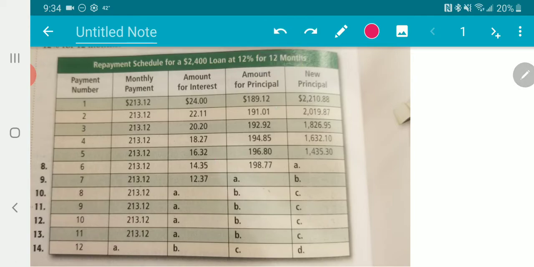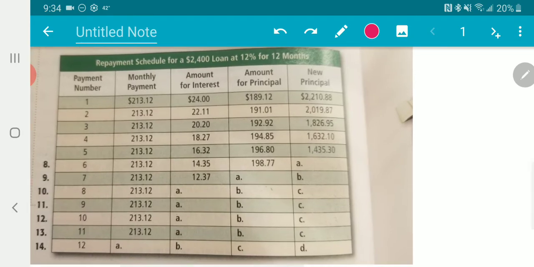The amount for the principal then is the opposite of the interest. So the less you're paying for interest, the more you get to pay for your principal. So you start out paying less, and then you slowly make higher payments for your principal, okay? And lastly, your principal is obviously going down because the more you pay, the less you owe. This loan started at $2,400, and then after each payment, this is decreasing, okay? Just to show you some of the trends there.